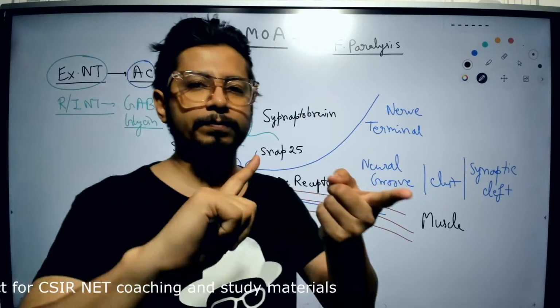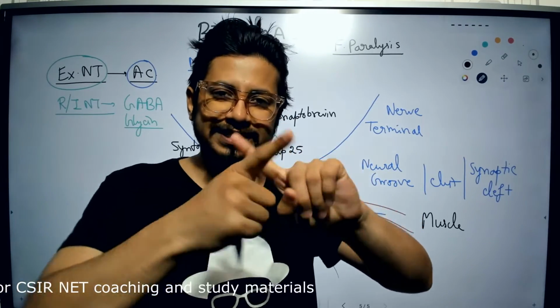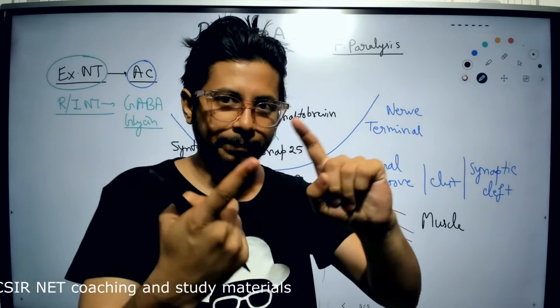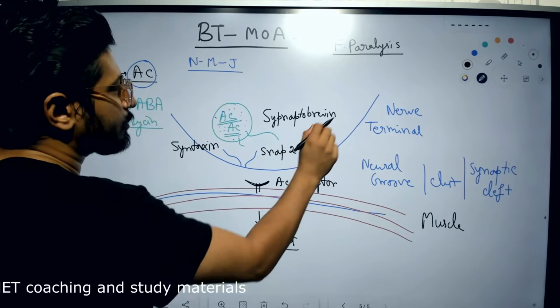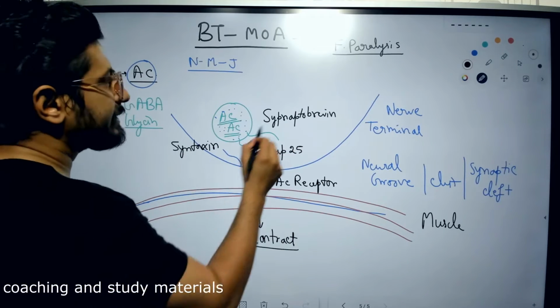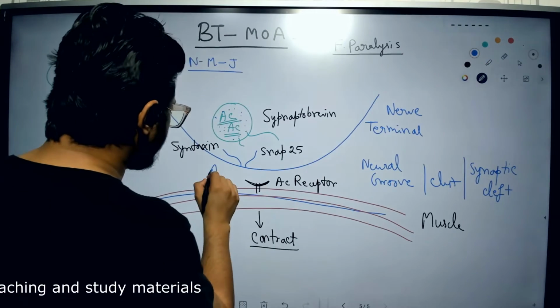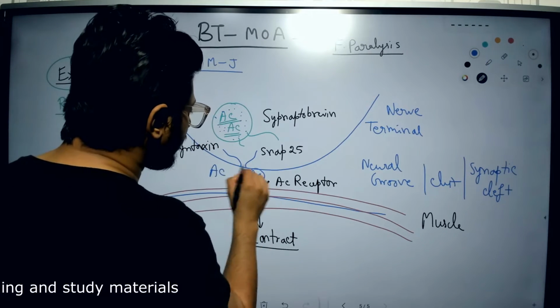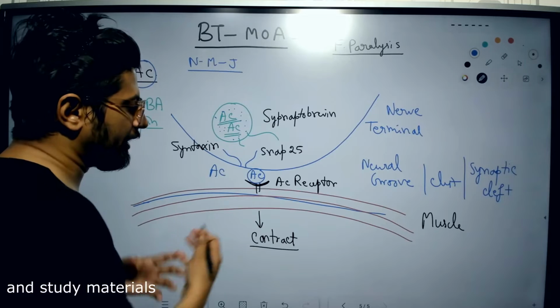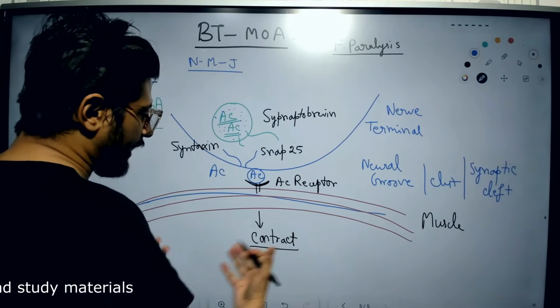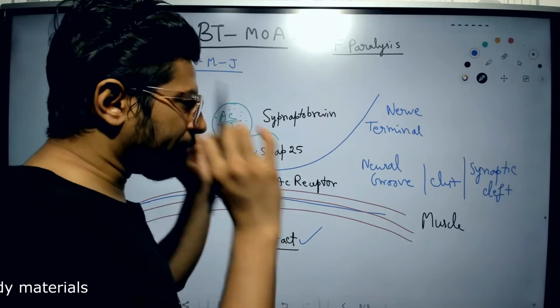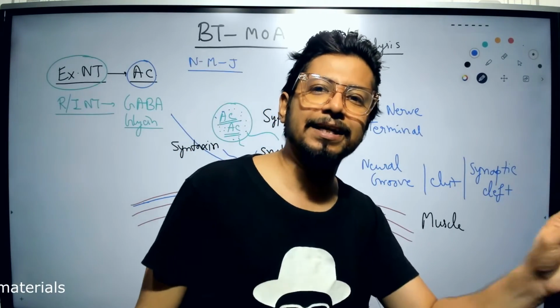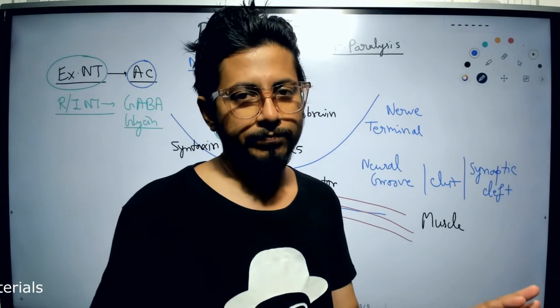What happens is, synaptobrevin and SNAP25 or syntaxin are like a zipper. While they come closer, they zip like a zipper. Once the zipping is done, the vesicle will be in touch with the nerve terminal membrane, and there will be release of acetylcholine. Once acetylcholine is released, it will bind to the muscle acetylcholine receptor, and contraction will begin. This is the normal mechanism of action of acetylcholine in very simple words.